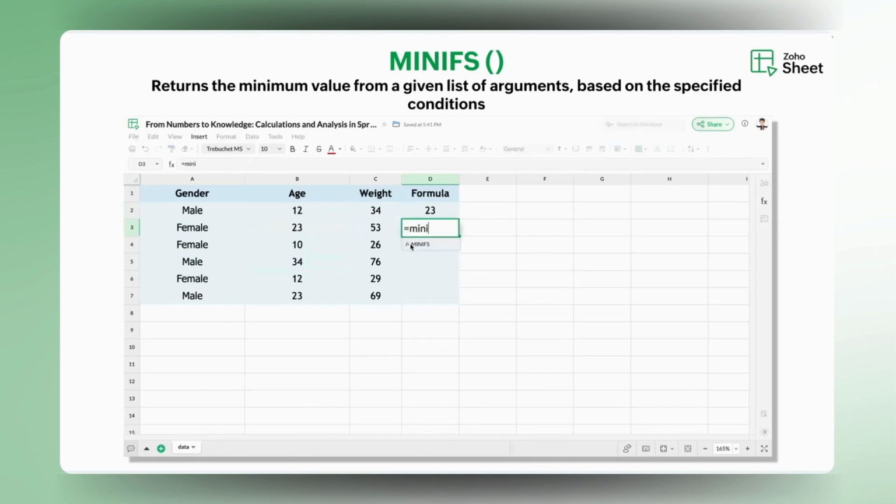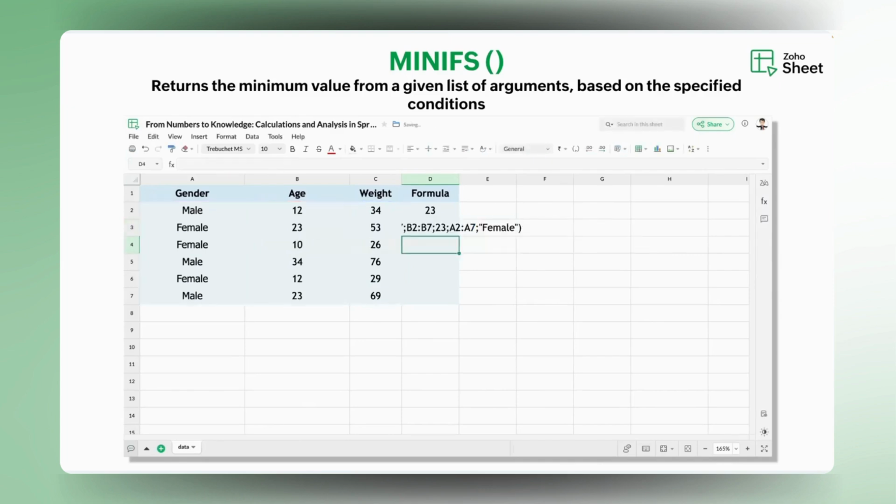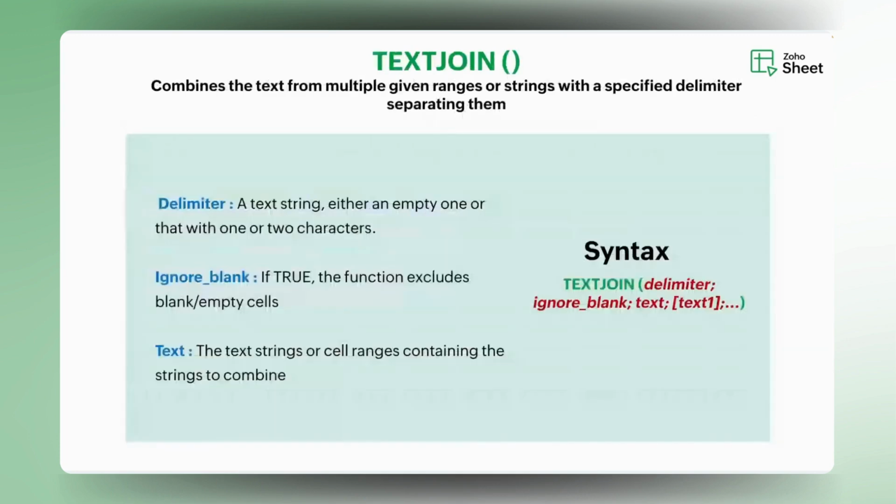And next, again, you choose MINIFS. In this case, you're choosing the weight and comparing it with the age, and you want it to be 23. And you're choosing the gender as well. The criteria you set is female right here. And the answer is 53. It's that simple.